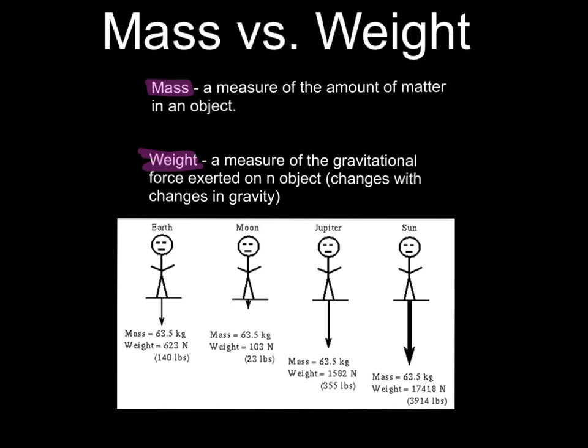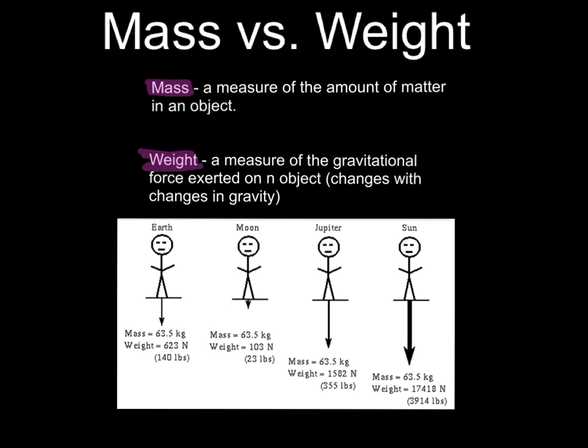Weight, on the other hand, is a measure of the gravitational force exerted on an object. Because weight is dependent upon the gravitational force on an object, a person's weight can change depending on where they are in the universe. In the diagram below, you can see a little person, and you can distinguish between that person's mass and weight based on where he or she is at in our own solar system.